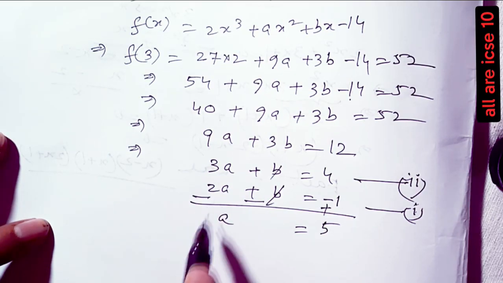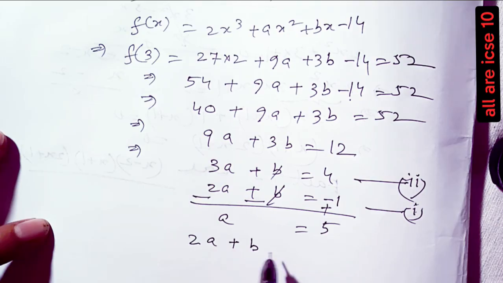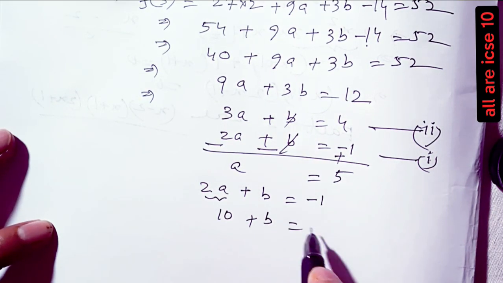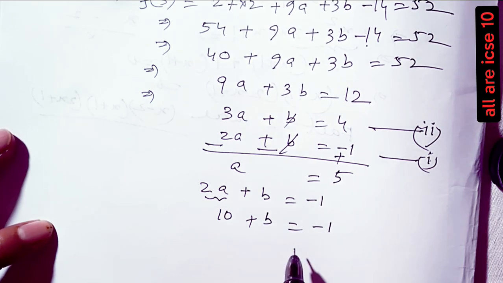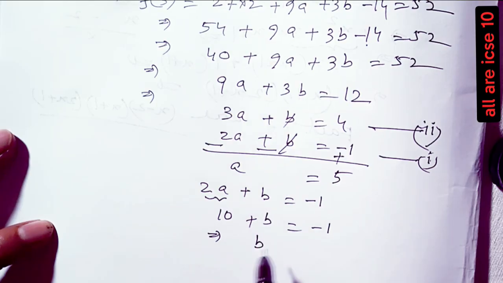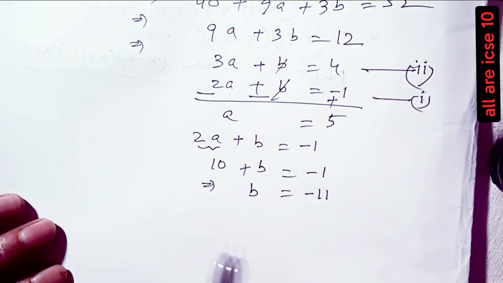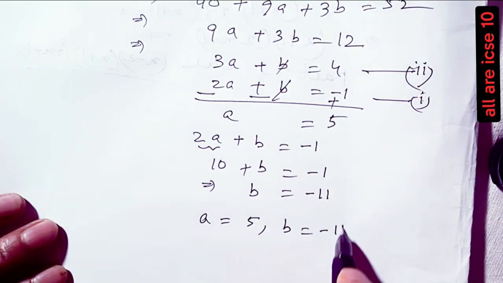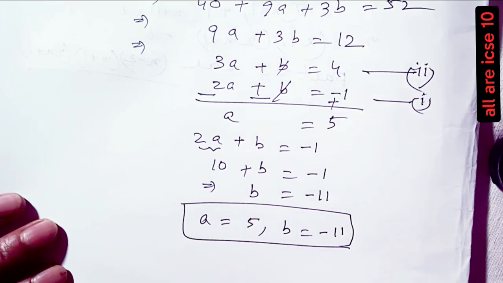So 2a plus b equal to minus 1, a equal to 5, means this is 10. 10 plus b equal to minus 1, so b equal to minus 11. So our answer is a equal to 5 and b equal to minus 11. This is an ICSE question 2013.